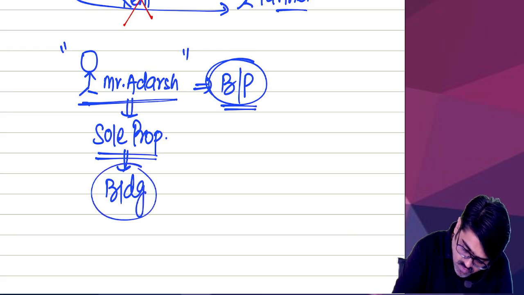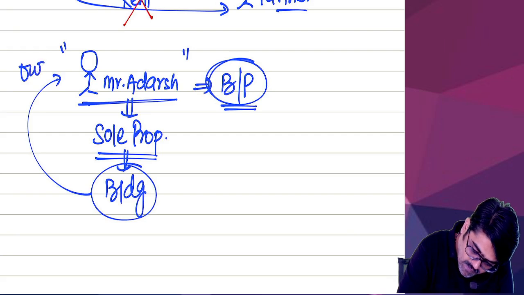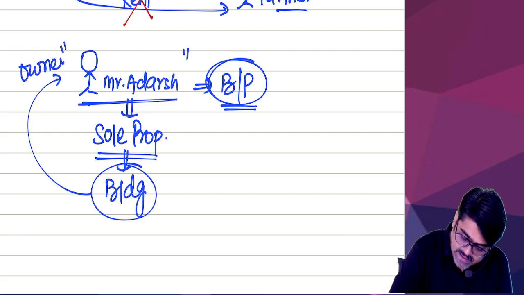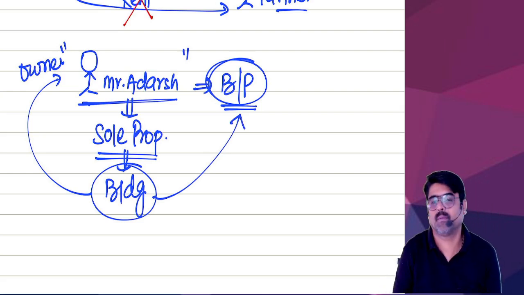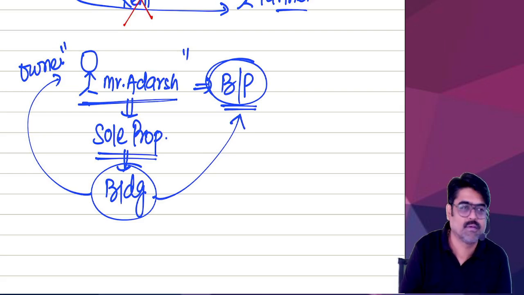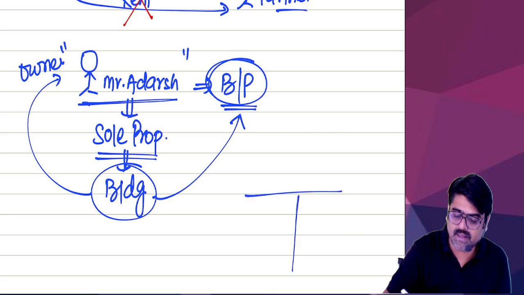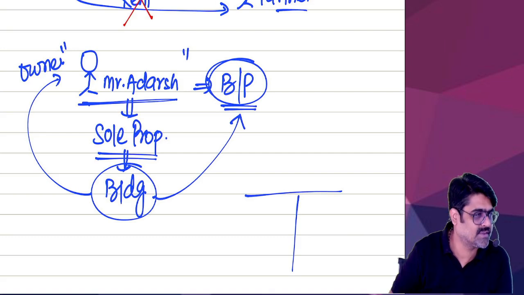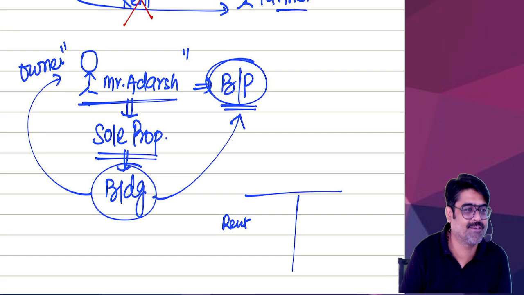He is a sole proprietor, and this sole proprietor is having a building. He is the owner of the building. And this building is used by the sole proprietor in his own business or profession. Is he going to pay any rent to himself? But when Adarsh is making a P&L account of his business or profession, he is debiting rent also here on a notional basis.